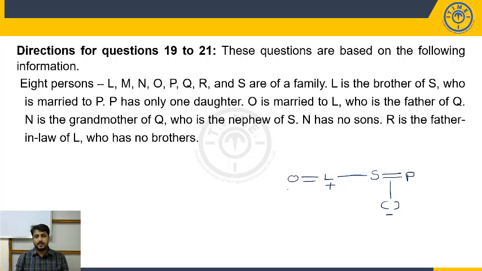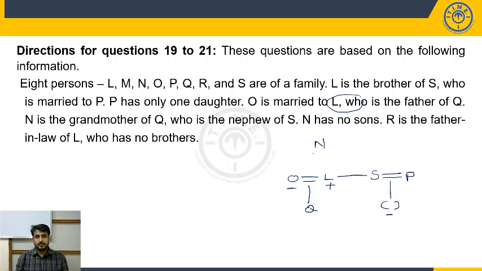O is married to L. O and L are a married couple. L is male, so O is female. L is the father of Q. And we don't know the gender of Q. N is the grandmother of Q. It could be maternal grandmother or paternal grandmother. Let's keep it aside.